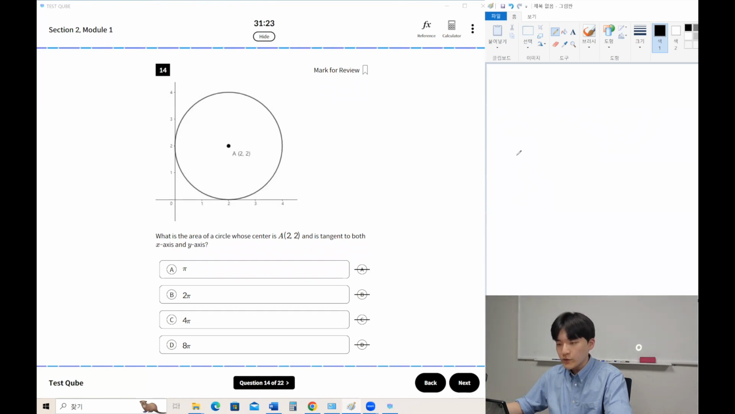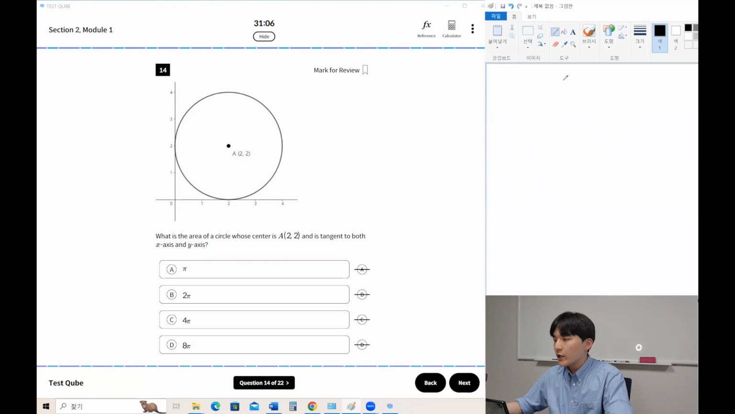What is the area of a circle whose center is (2, 2) and is tangent to both x and y axis? Tangent basically means it's literally touching at a single point. So it's touching both at the x-axis and the y-axis, and we want to find the area.